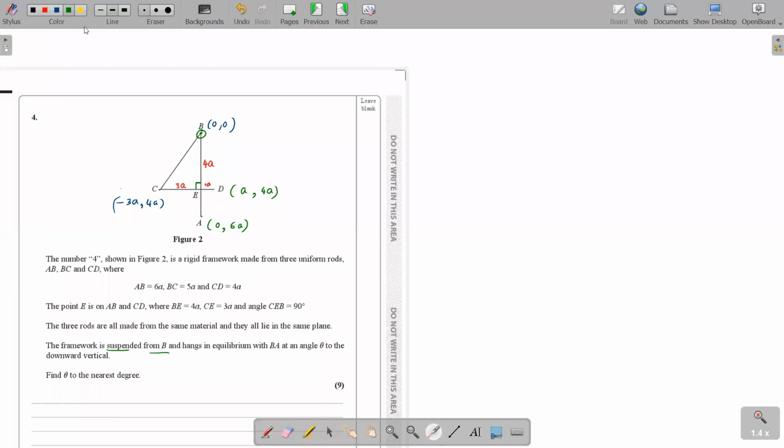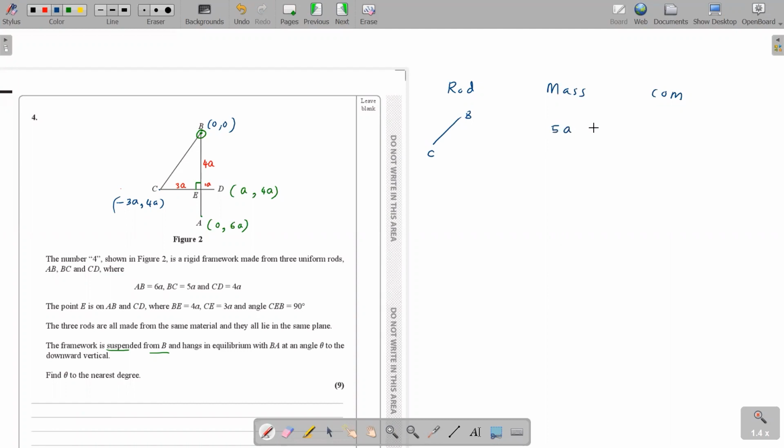Now what we'll do is consider each and every rod, take its mass and its center of mass, and take moments. Shall we? Let's take the first one, the rod BC. The object, mass, and center of mass. What's the mass? Mass is proportional to the length. What's the BC length? 5a. So 5a.